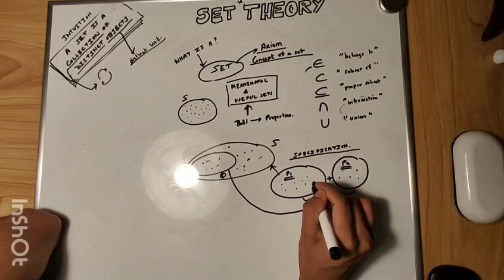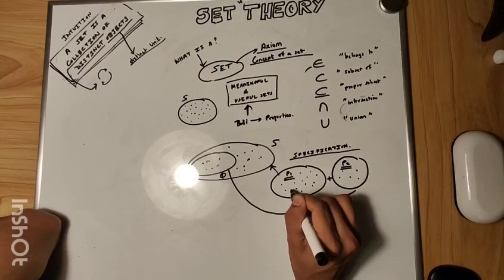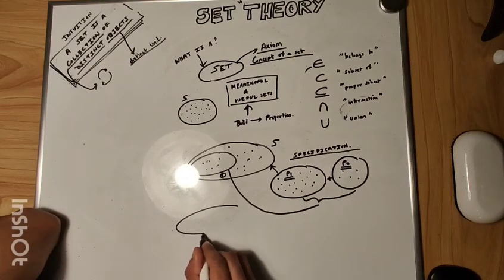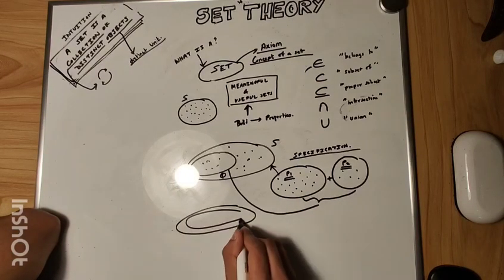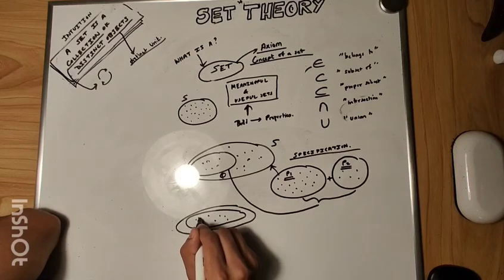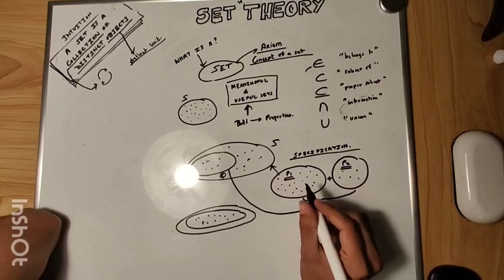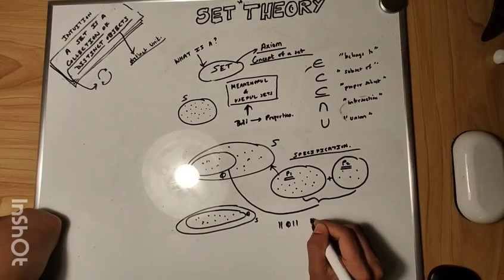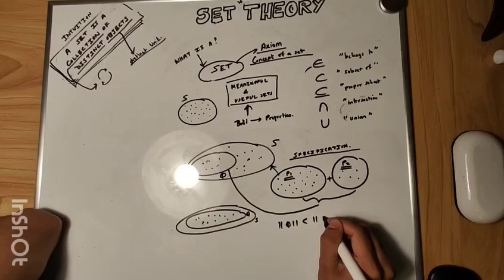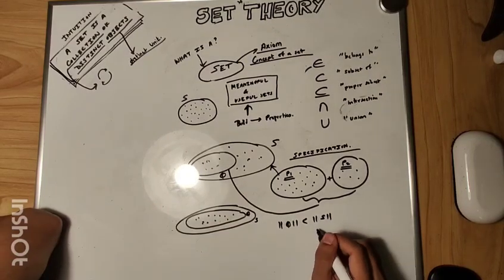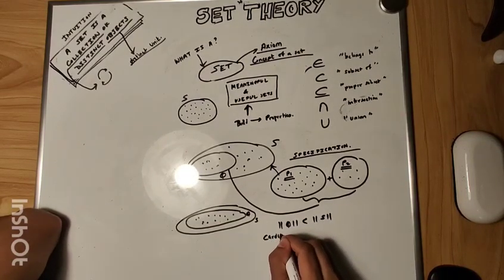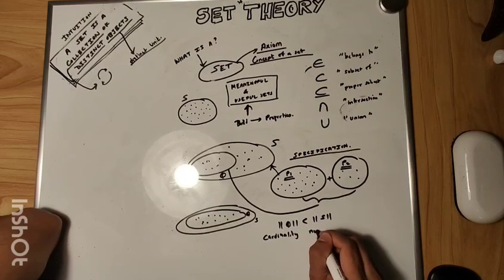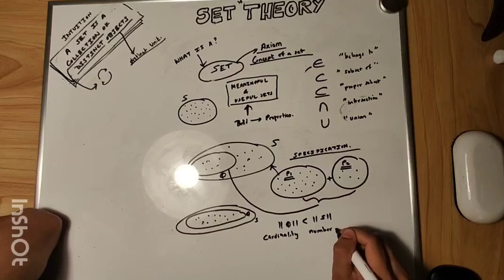Now, here is the most amazing part of a normal subset. It is not necessary that the cardinality of Q is less than the cardinality of S. Cardinality is basically the number of elements in a set.